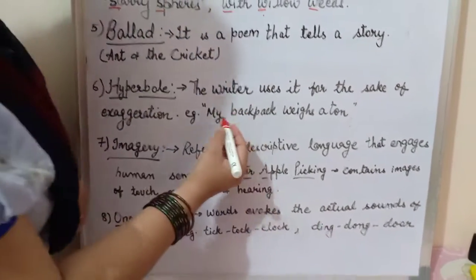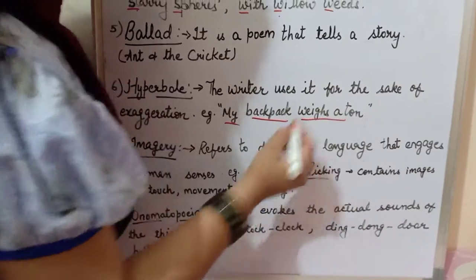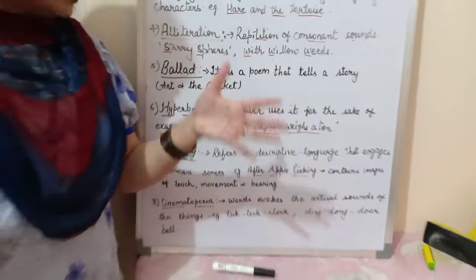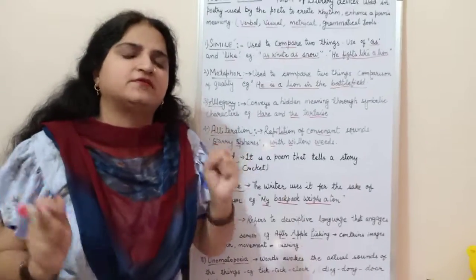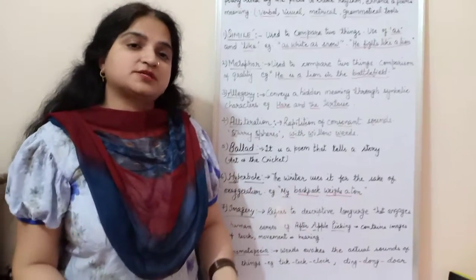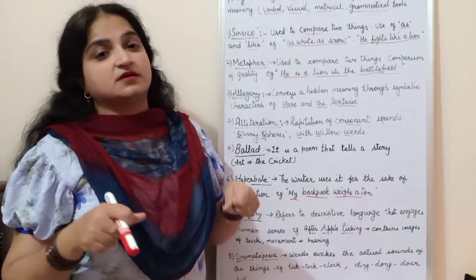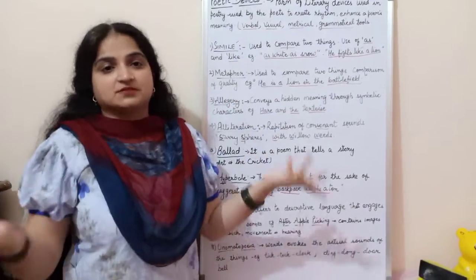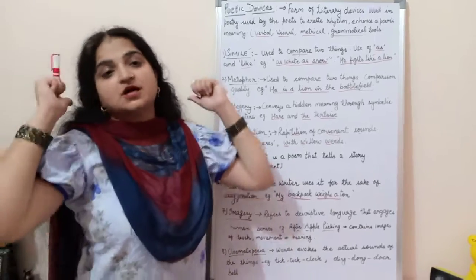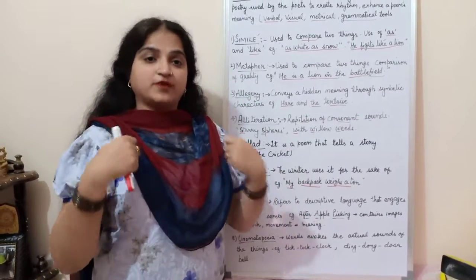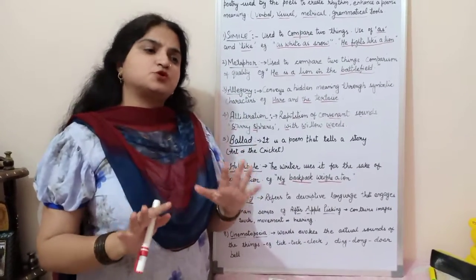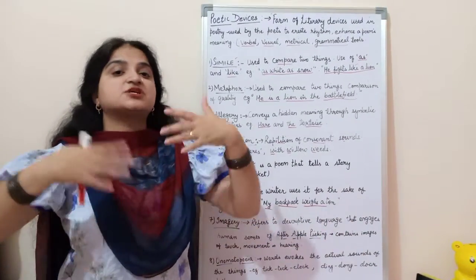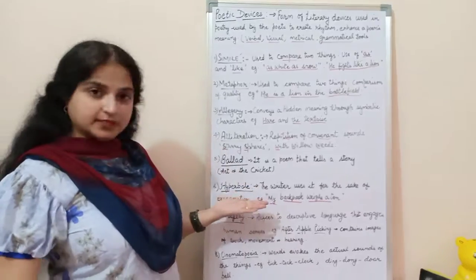Like this. My backpack weighs a ton. Now what is a backpack? It is a bag. Okay. Now you want to show that it's very heavy. So what do you say? You say, oh, it weighs a ton. But normally a backpack cannot weigh a ton. You cannot just put 1 ton of weight on a bag. You just want to show that it is very heavy. To exaggerate. Okay, badha chadha kar bolna, that is hyperbole.